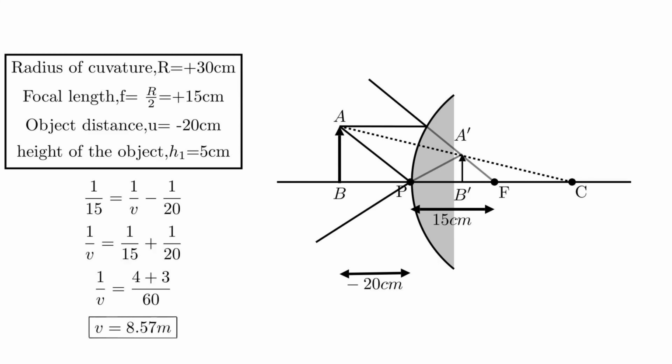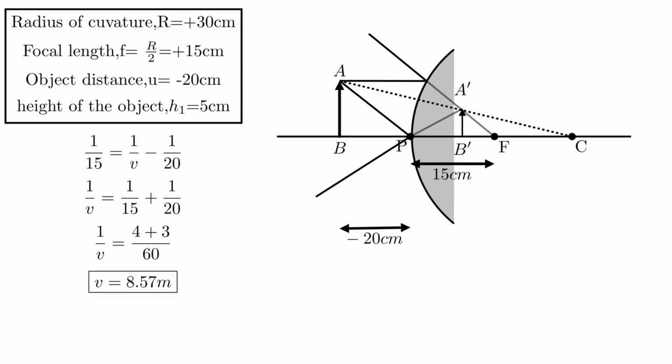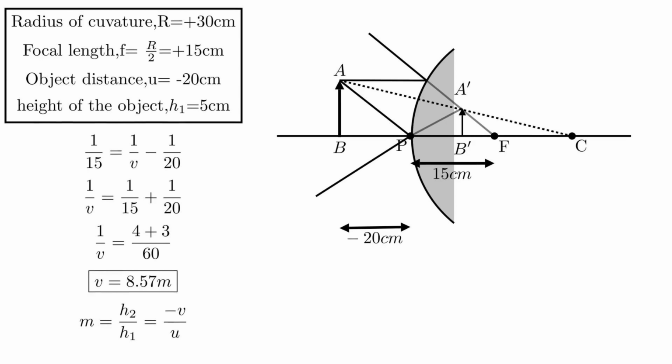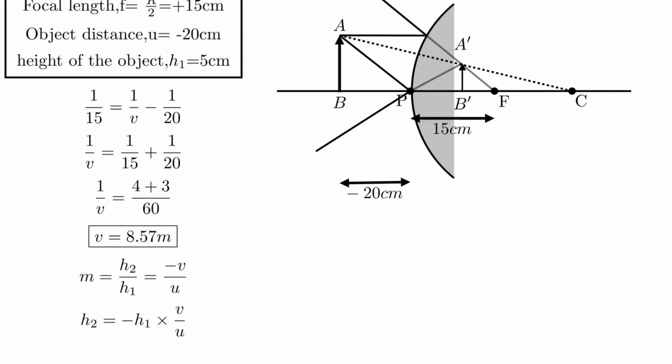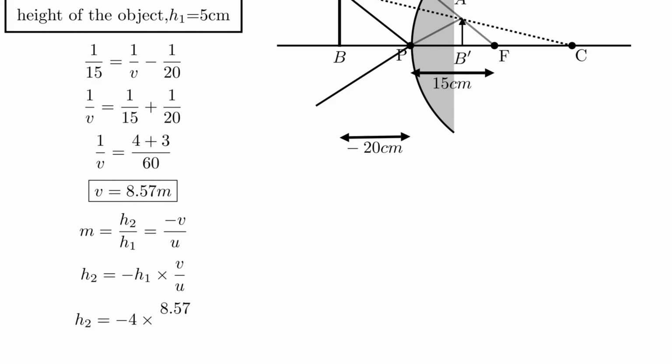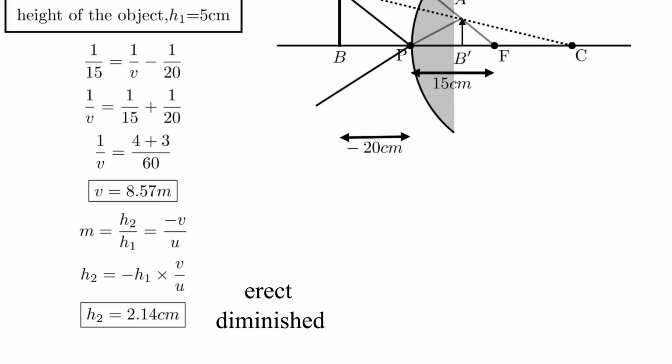To find the size of the image, we make use of the relation m equals h2 over h1 equals minus v over u. Simplifying for h2, the equation is reduced to minus v over u into h1. On putting the corresponding values of v, u and h1, we get h2 equals 8.57 divided by minus 20 into 4, which is simplified as 2.14 cm. As the sign of h2 is positive, the image is erect and diminished, as is clear from the comparison with the height of the object.